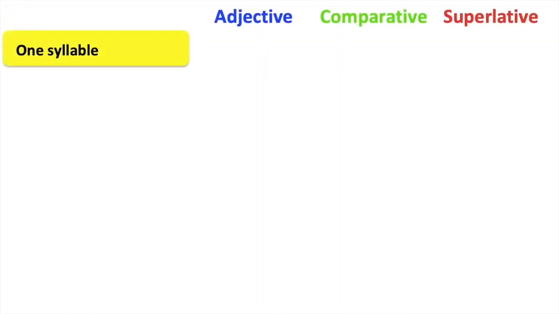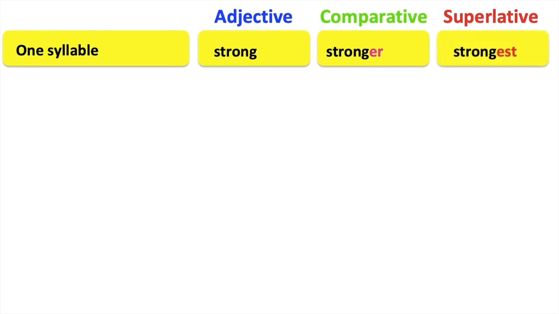For one-syllable adjectives, the rule is to add er when forming the comparative adjective and est when forming the superlative adjective. For example, strong. The comparative adjective is stronger. So we add er to the end, and the superlative adjective is strongest. We add est to the end.